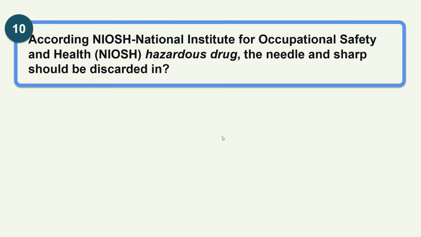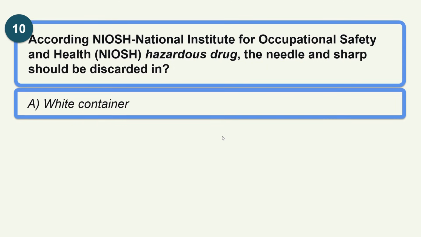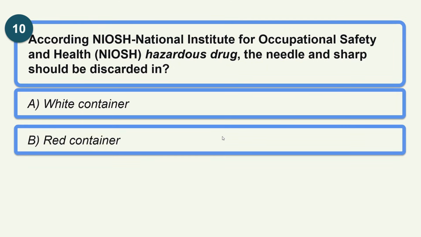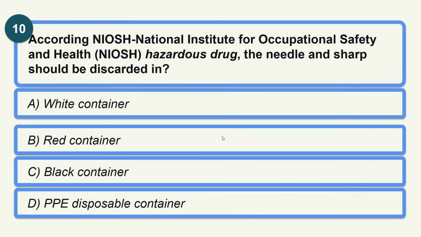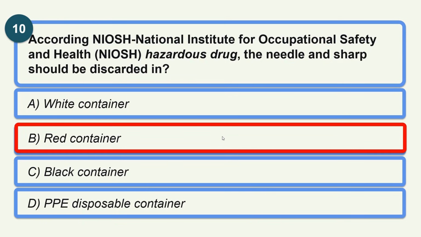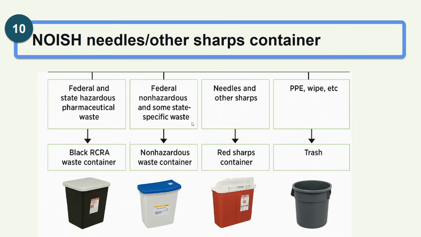According to the National Institute for Occupational Safety and Health, hazardous drugs, needles and sharps should be discarded in a white container, red container, black container, or PPE disposable container. The correct answer is biohazard waste sharp containers, like sharps and needles, especially for biohazards, which go into the red containers. That is according to the federal regulations.